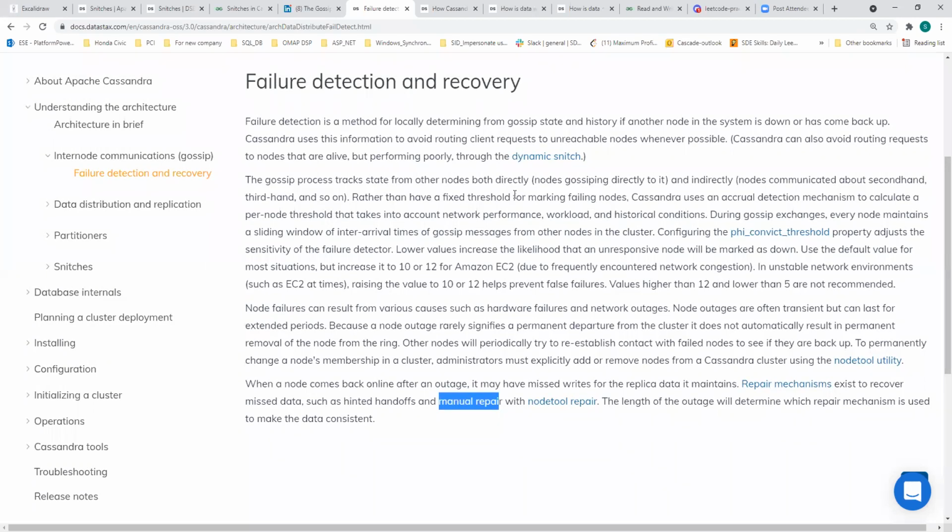Yeah, so this hinted handoff will stay for some time, right? Within that time, if the node which has gone down doesn't come up, I think they start discarding the data, right? For 3 hours they keep it. Yeah, because 3 hours of data is sufficient.